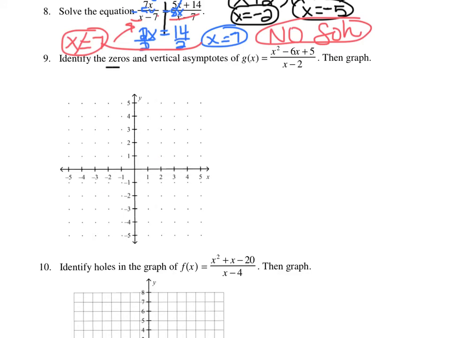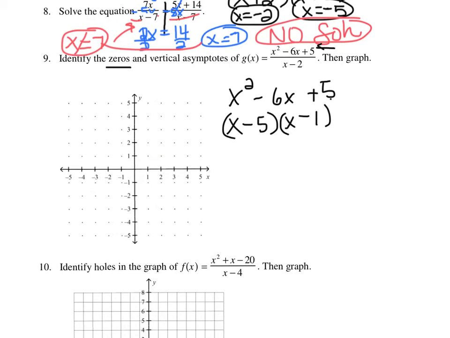Alright, to get the zeros of a rational function, we need to solve for the x's on the top. So let's factor that x squared minus 6x plus 5. So two sets of parentheses. What are the factors of 5 that add up to negative 6? Well, negative 5 and negative 1. So the two zeros will be at positive 5 and positive 1. So right on the graph, I'm going to put those, 1 and 5.